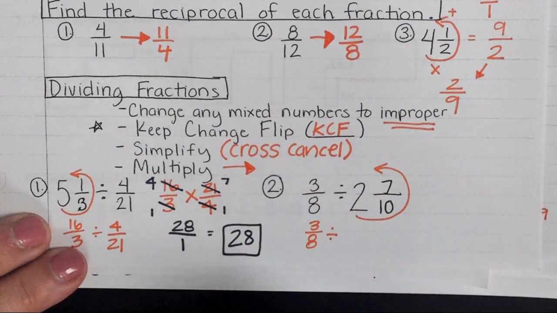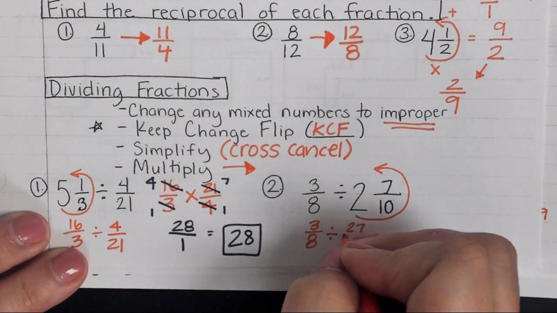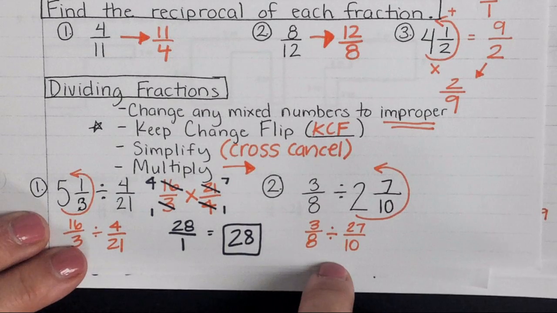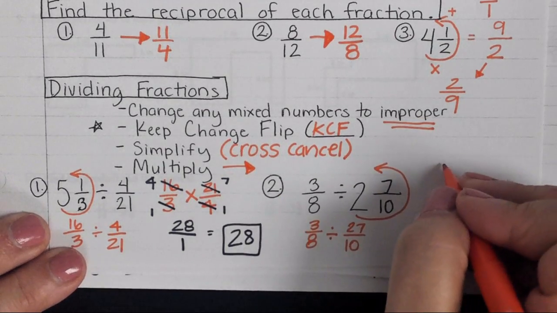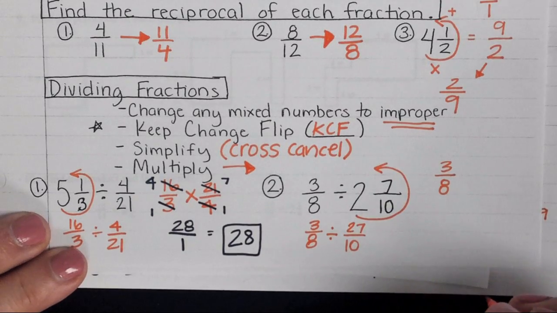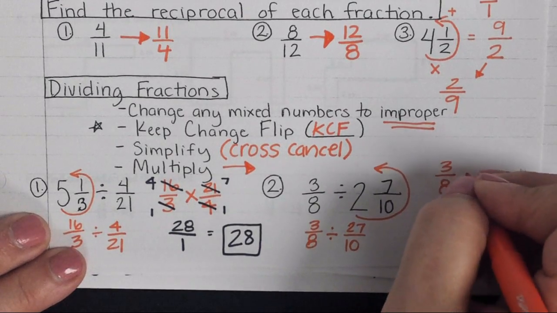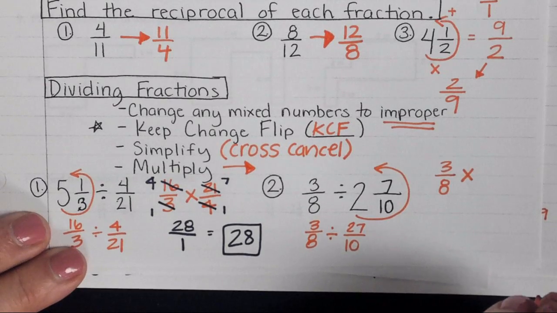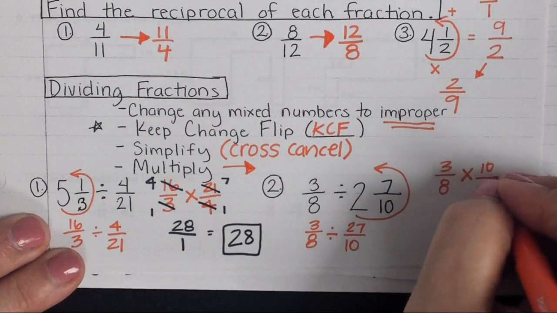So what does our next fraction become? 27 over 10. Awesome. Now, this is where I can go back to the KCF. And I'm going to keep my first fraction. Sorry, I'm going to move up here because we're running out of room. What am I going to do to my sign? I'm going to change it. Yes, so keep, change, and then what's my reciprocal? 10/27.